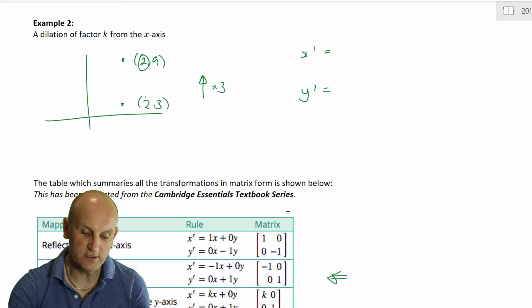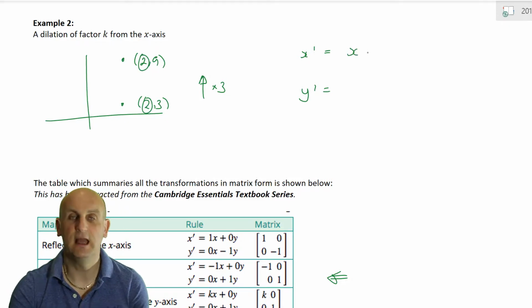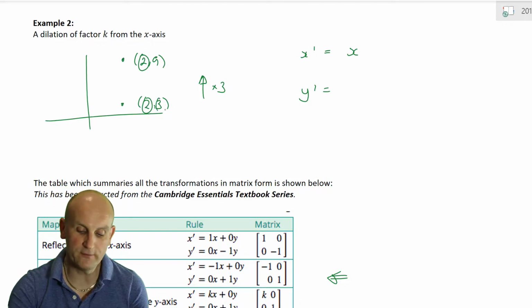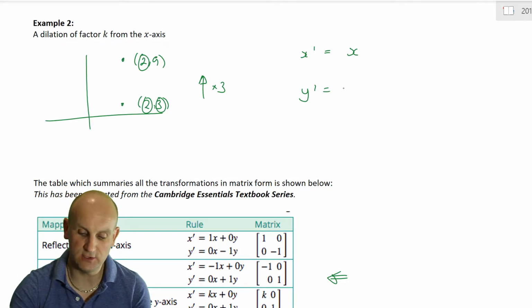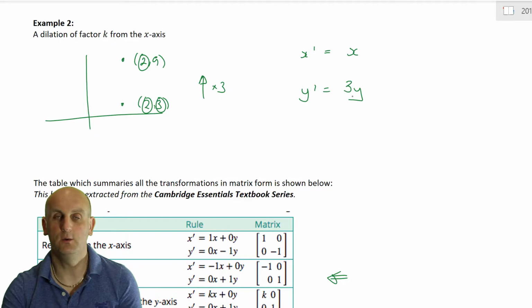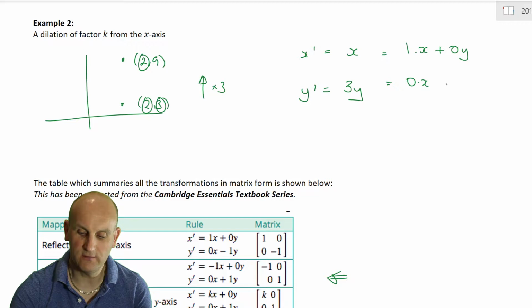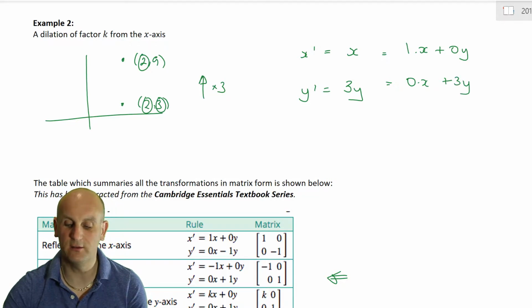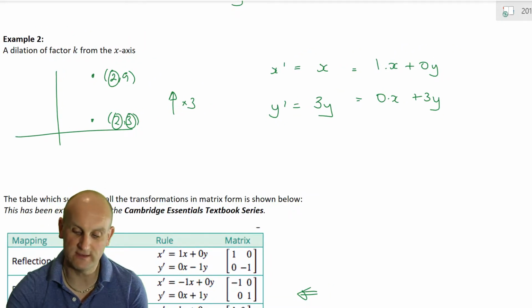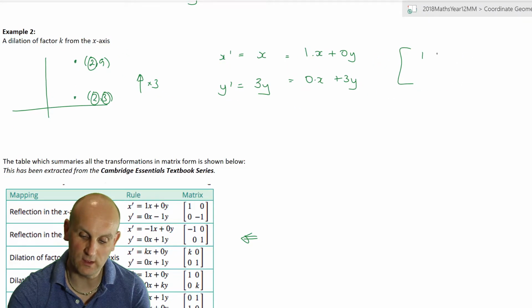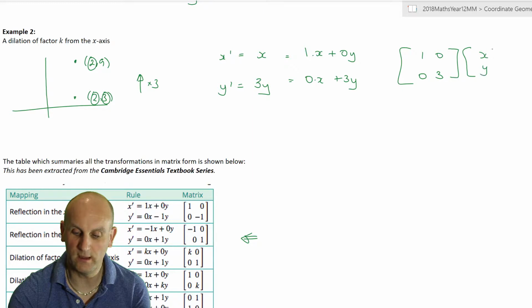Does my x value change? Nope. So my x dashed and my x value stay the same. But what happened to my y value? Well, in this situation, it became 3y. Now, writing this again in a different way, I get 1 times x plus 0 times y, and that's 0 times x plus 3 times y. Again, the reason we're writing it this way is because it helps us write this as a matrix. That's the same as 1, 0, 0, 3 times x, y.